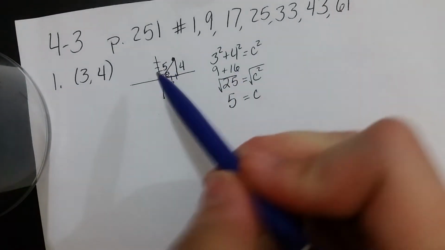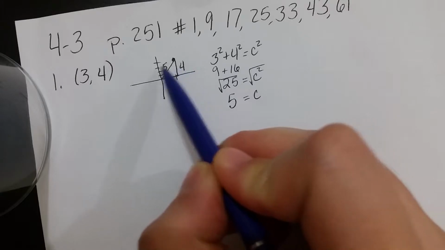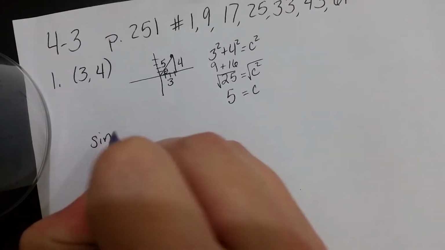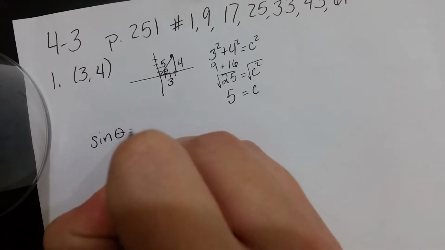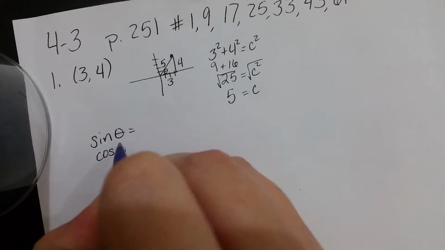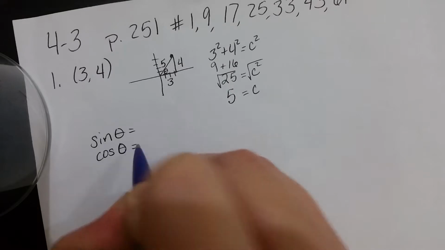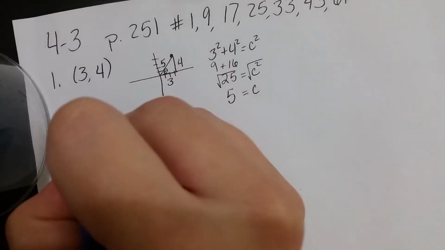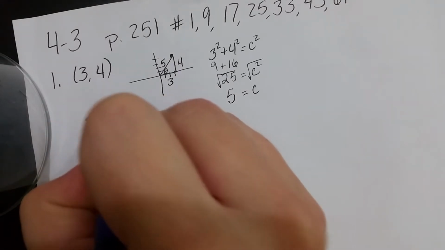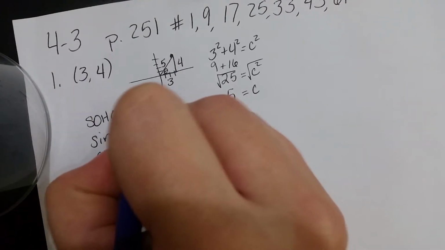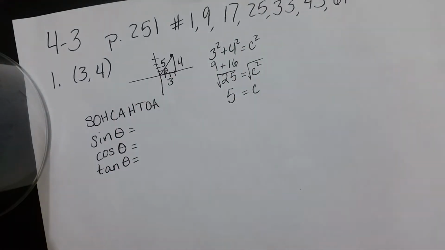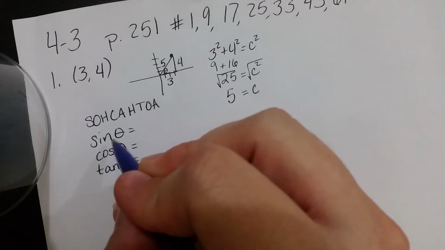So basically you're going to do opposite over hypotenuse. So let me just write all my trig functions. Sine, cosine, tan, you should be familiar with. Like really familiar with. So SOH CAH TOA if you need it. Honestly, I write it just so I can see it. It helps me to be faster.